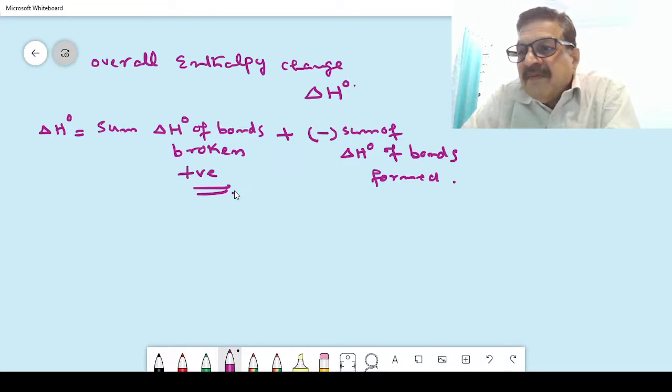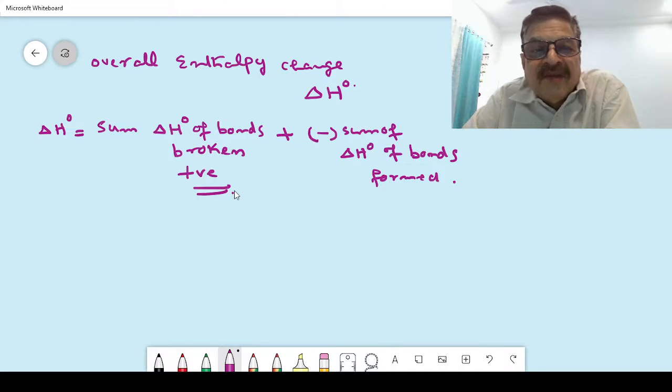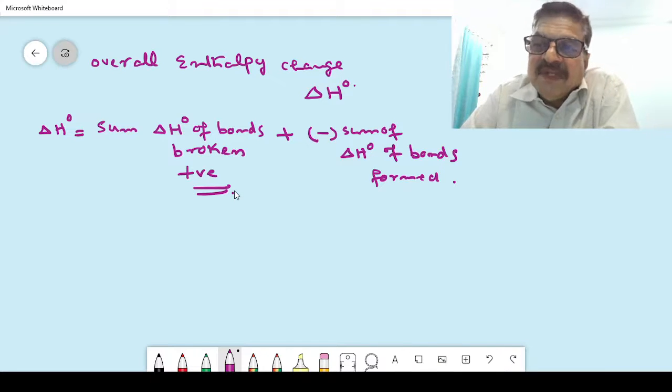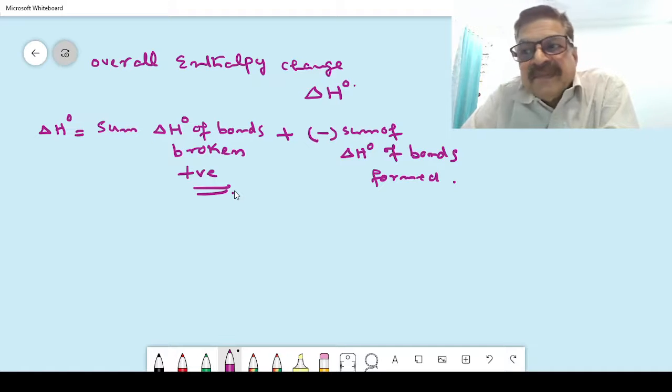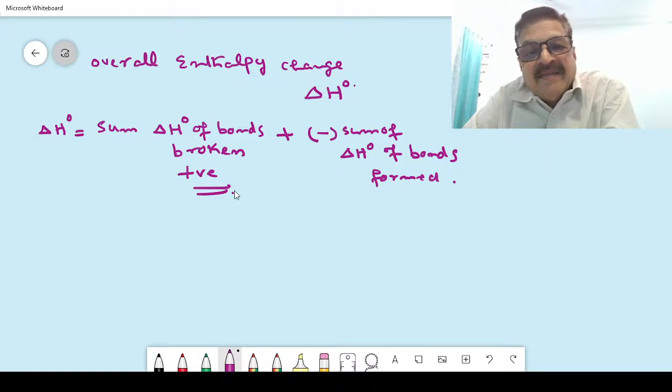Correct. Therefore, it is the sum of the dissociation energies of all bonds broken in the starting material. So the sum of delta H of bonds broken is a positive number, because energy is needed to break the bonds. It is the total energy needed to break the bonds in the starting material.